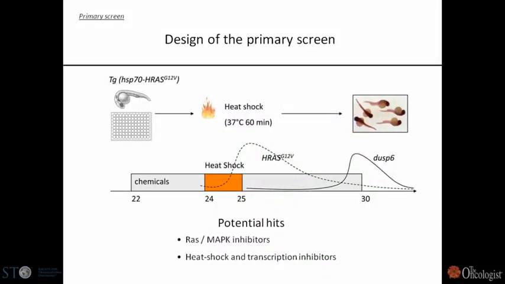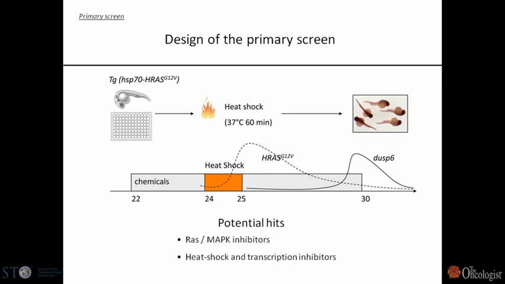So the screen that we've undertaken is to take a heat shock RAS line, and we heat it up. And normally what would happen is this gives a burst of expression of RAS, and then you'll follow this by a burst of expression of DUSP6. And the screen will be to look for chemicals that interfere with DUSP6 expression.